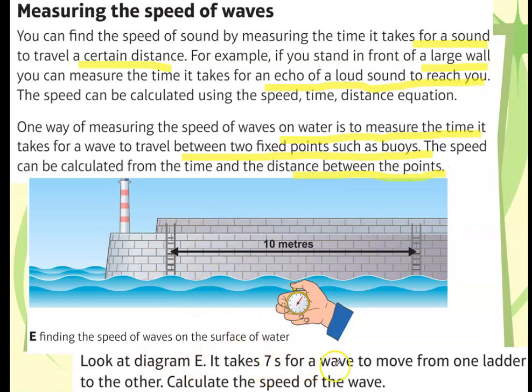Look at the diagram. It takes 7 seconds for a wave to move from one ladder to another. Calculate the speed. So speed is distance over time. The distance is 10 meters. Time is 7 seconds. So speed is distance 10 divided by time 7 to give you your answer. And that's it for the video on wave equations.